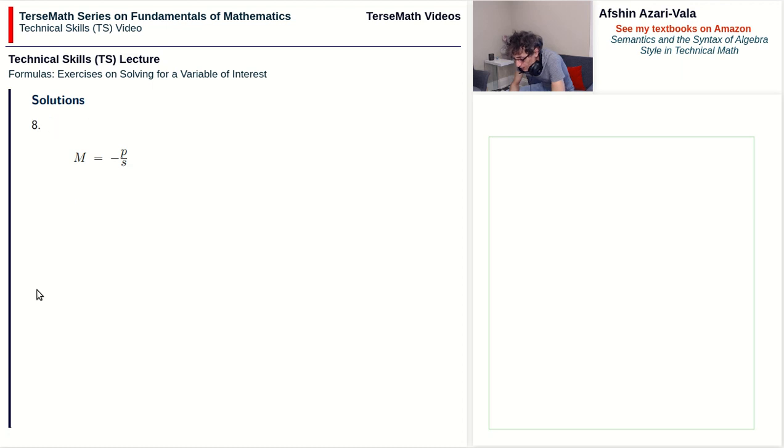Okay, now same formula. This time we want to solve for S, and this time I will use the better approach. Basically, I associate negative with P, and then S, which is being divided by, moves up. M, which is being multiplied by, moves down. Your other option would be to use crisscrossing.